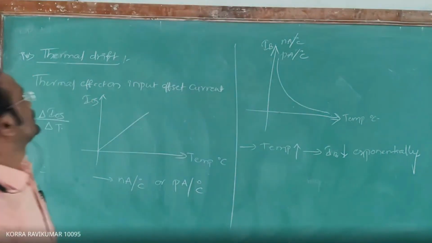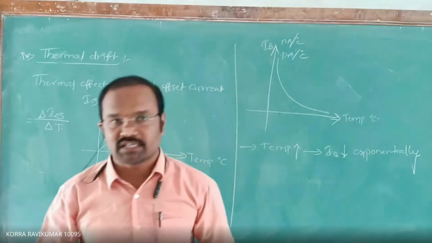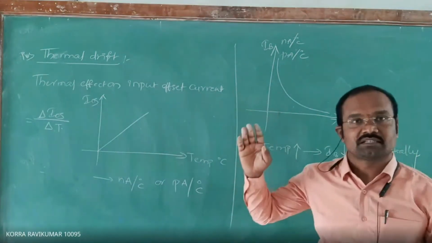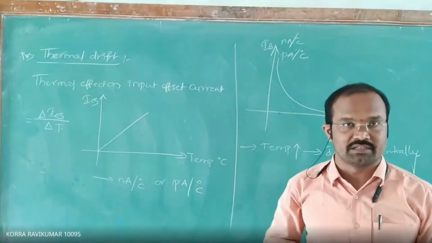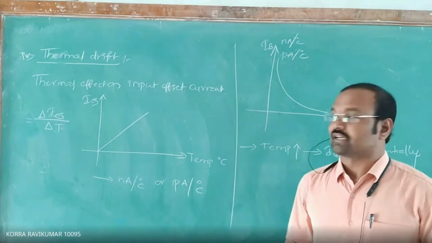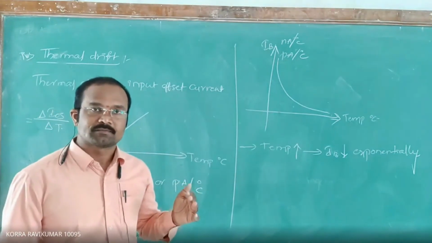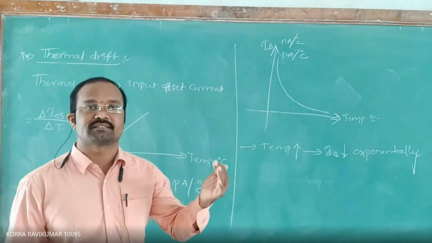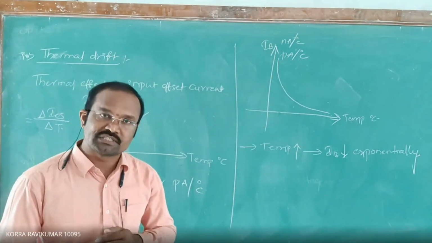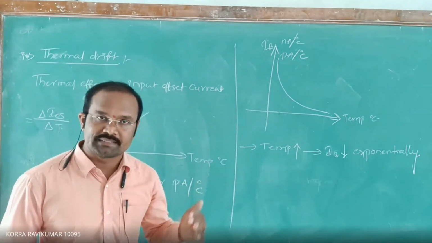Right? So, this is how the temperature or thermal value affects the input offset voltage, input offset current and input bias current. If the temperature increases, then the input offset voltage also increases linearly, and its unit is microvolt per degree centigrade. Next, if the temperature increases, then the input offset current value also increases gradually or linearly. The unit for the input offset current is nanoamperes per degree centigrade or picoamperes per degree centigrade.